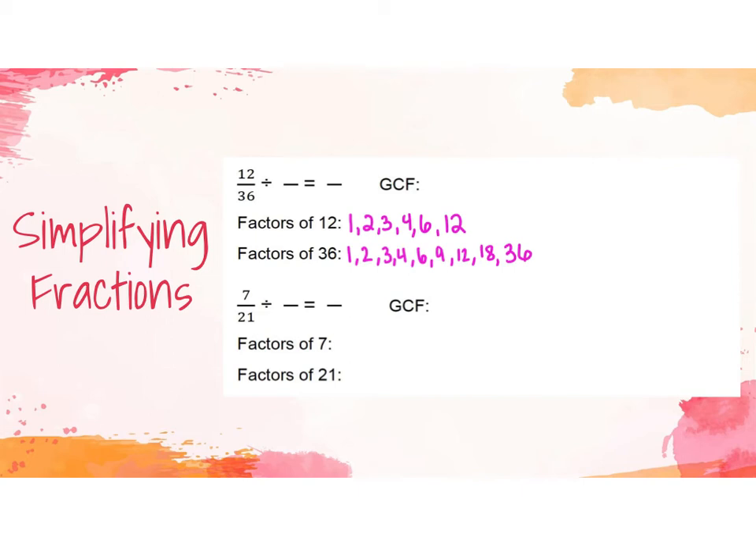Next, we will circle all of the common factors between both numbers. 1 is a common factor. 2 is a common factor. 3 is a common factor. 4 is a common factor. 6 is a common factor. And 12 is a common factor. So 12 is our greatest common factor. If we divide both the numerator and denominator by 12, the fraction will be in its simplest form. 12 divided by 12 is 1. 36 divided by 12 is 3. So 12/36, written as a fraction in its simplest form, is 1/3.